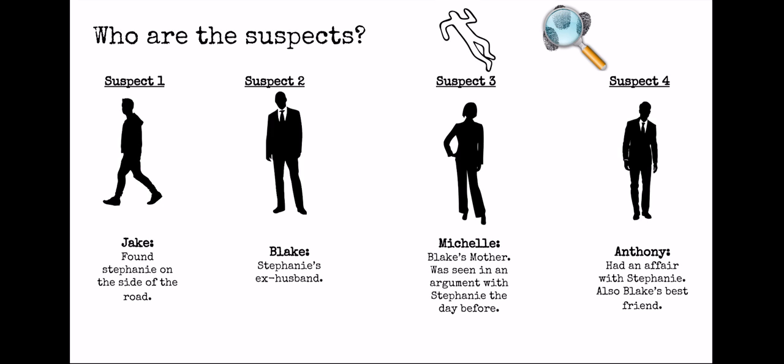Suspect 2 is Blake, Stephanie's ex-husband. He was considered a suspect because he ended things with Stephanie after he found out that his best friend Anthony had an affair with her. Suspect 3 is Michelle, Blake's mother. She was seen in an argument with Stephanie the day before where she reportedly threatened to kill Stephanie if she would not leave her son Blake alone. Suspect 4 is Anthony. He's the one that had an affair with Stephanie.